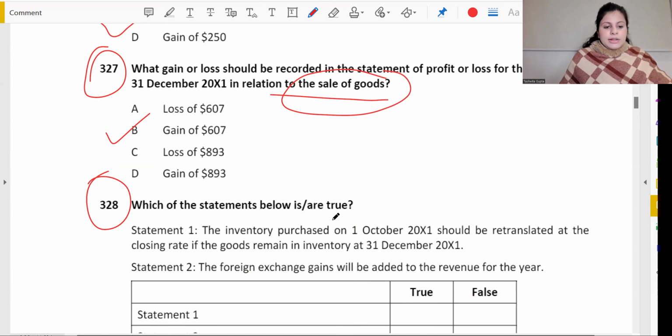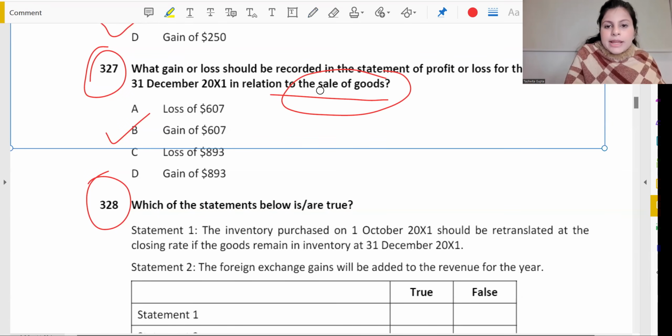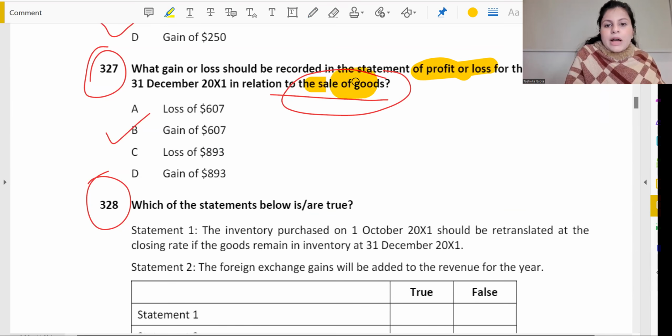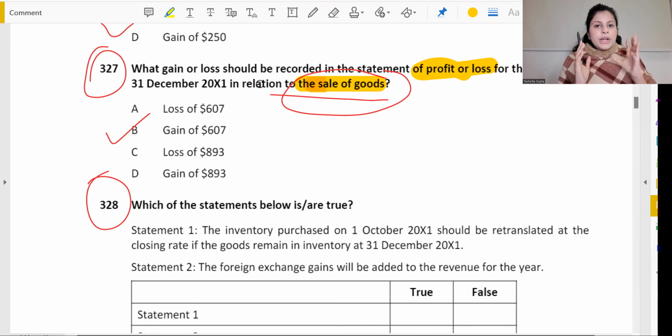Let's move on. So there were two gains here because I read the question carefully. If you were not reading the question carefully, you might have missed that they're asking for the total sale of goods. Profit or loss for total sale of goods is what they've asked. You might have just thought about the receivable. So what did you learn from this question? Reading the requirement is very important because we need to understand what they are asking.